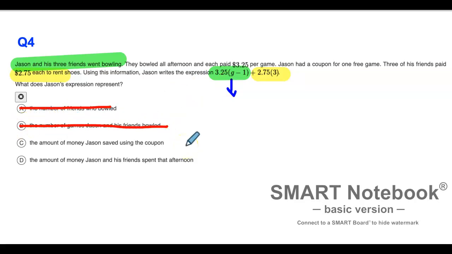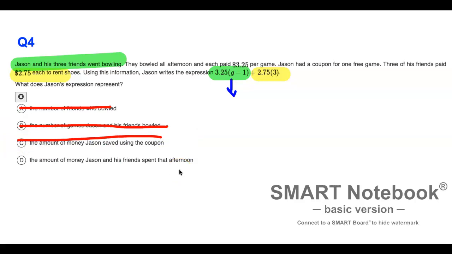C, the amount of money Jason saved using the coupon. Well, if we look at our expression, the entire expression is not representing that. We could figure that out because we know each game of bowling costs $3.25 and he had a coupon for one free game. So technically Jason saved $3.25 with his coupon, but that's not what the expression is representing. The correct answer here is D, the amount of money Jason and his friends spent that afternoon.